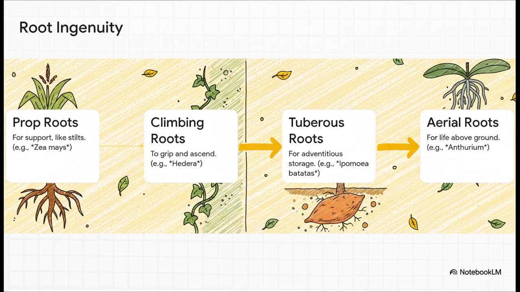Let's just do a quick run through this gallery of ingenuity. First, you've got prop roots, like in maize, which grow from the lower stem to act like little stilts, giving a tall plant extra support. Then there are climbing roots, which you see on ivy, that develop from the stem to grip onto surfaces and climb up towards the light. Tuberous roots, like a sweet potato, are the adventitious system's answer to storage. It's not a taproot, but it stores food just as well. And finally, you have aerial roots, which grow entirely above ground, like in plants such as orchids or anthurium.